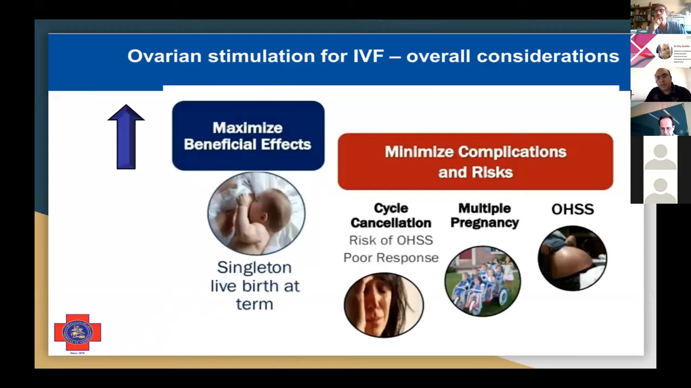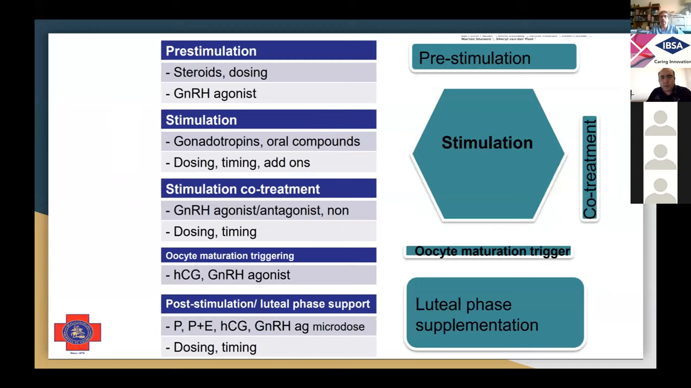So in IVF stimulation, our aim is essentially to have a singleton live birth at term. It's our target. And to do that, we should go by many protocols that offer us the opportunity to decrease the complications and risks of the treatment, like decreasing multiple pregnancy, decreasing OHSS, and cycle cancellation, like poor response. And we have many steps. We have pre-stimulation, the stimulation and the protocol, the trigger, and the luteal phase.